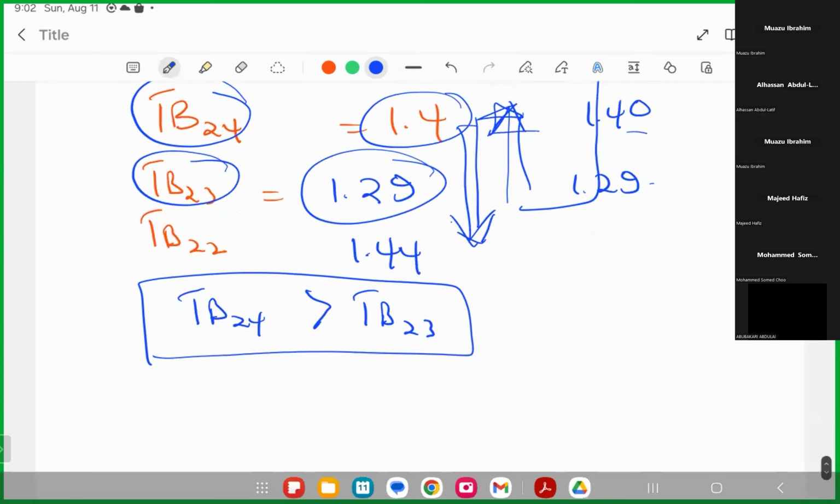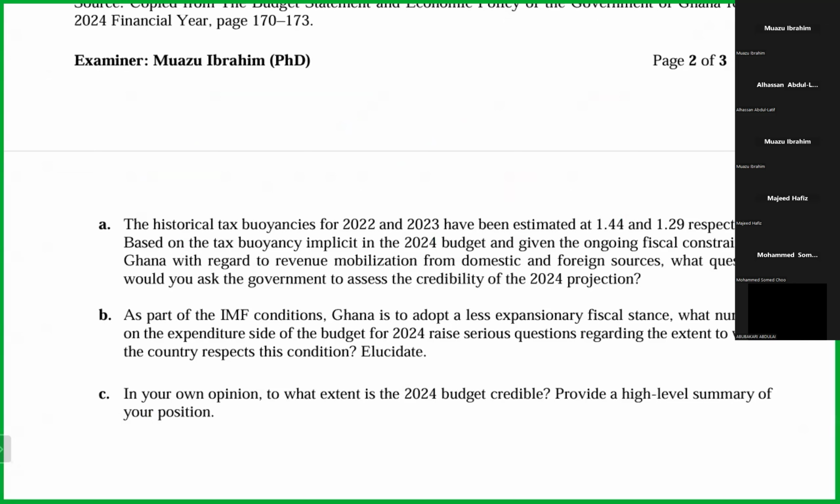So, Doc, as part of our answers, are we going to provide those questions? Oh, yes. In fact, the question is asking you to ask those questions. What questions would you ask the government to assess the credibility of the projections? So, are we getting it? There is a number of questions that we have to ask, and I've given you those questions. In the slides, they were there.